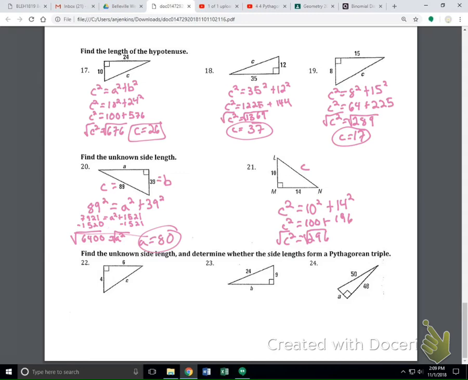Is 296 a perfect square? What is it? Try it. Don't keep guessing. It's not a perfect square. This is where we go back to our radicals. We got to do 296. What has a buddy? How many times? What goes into 296?